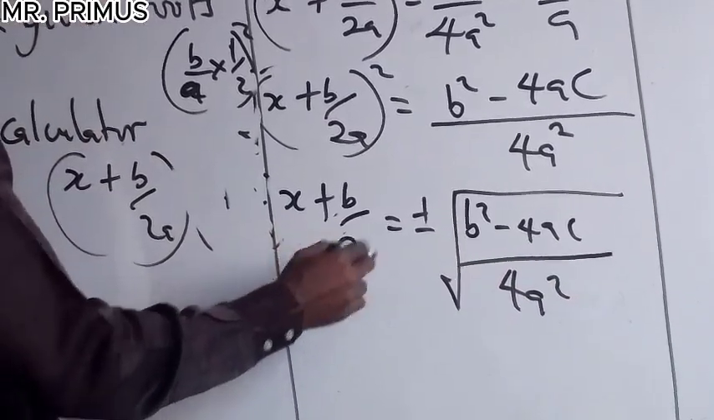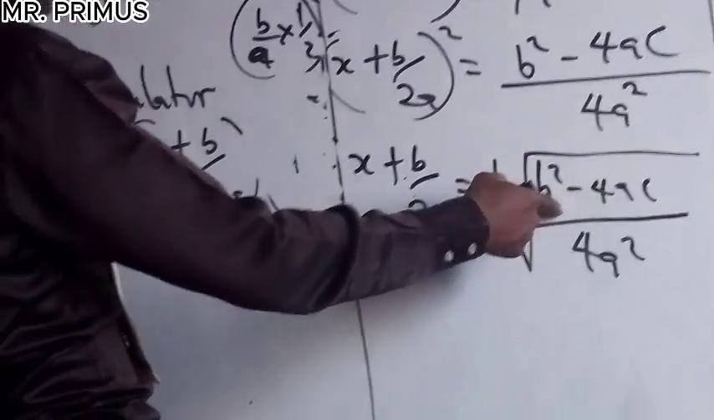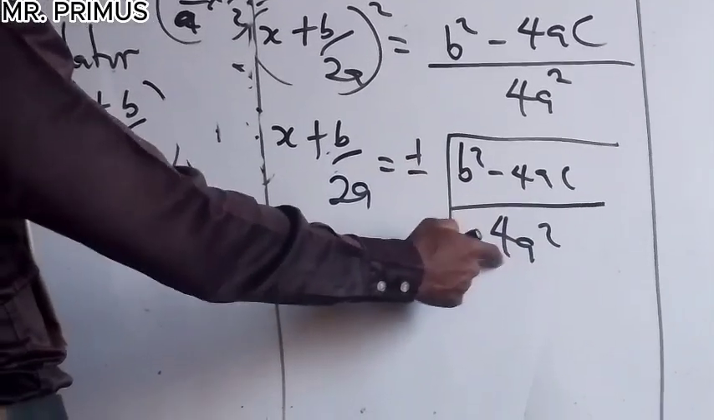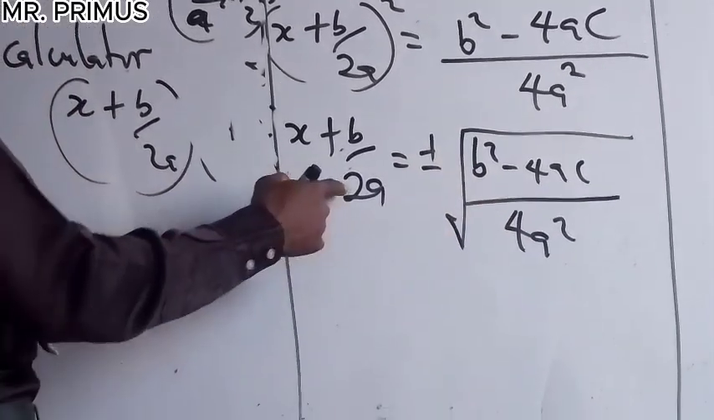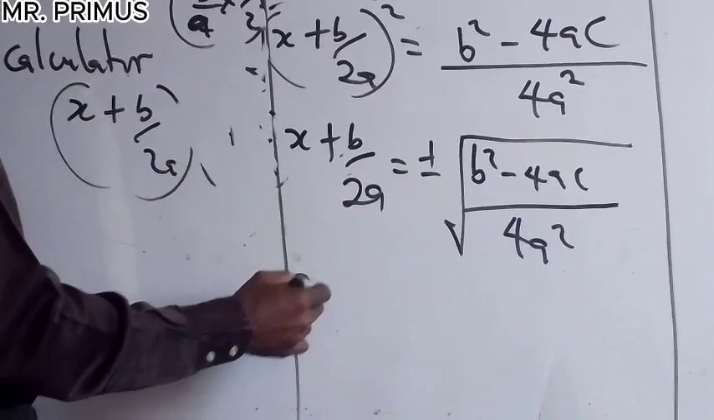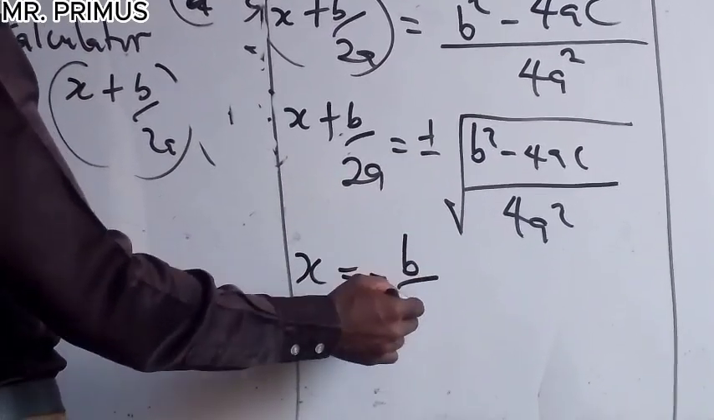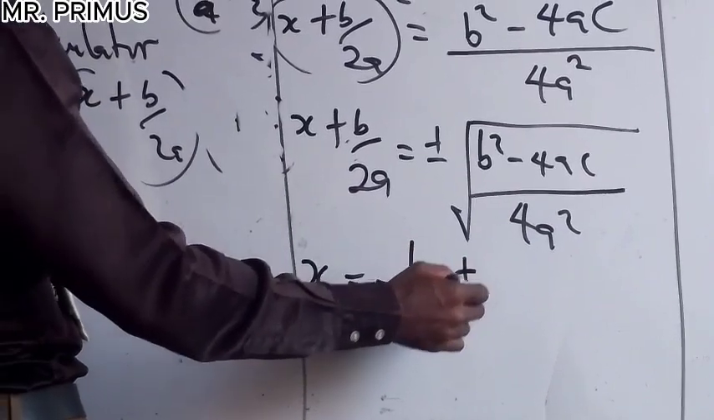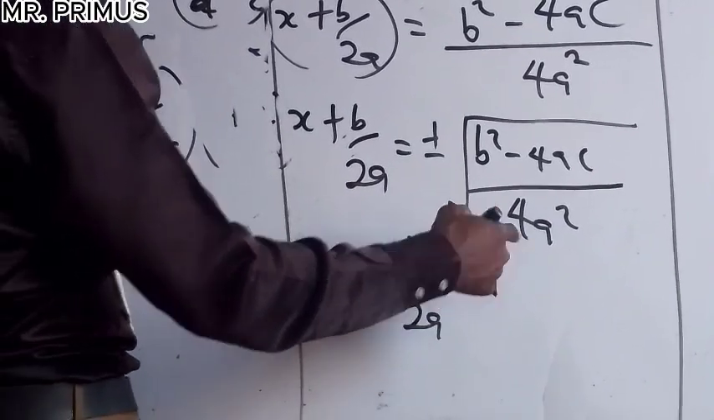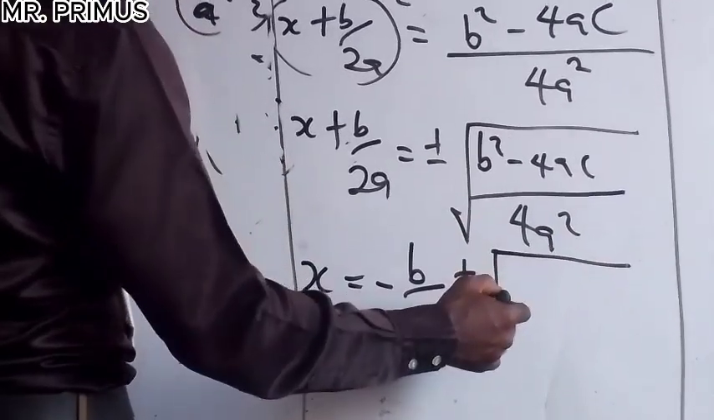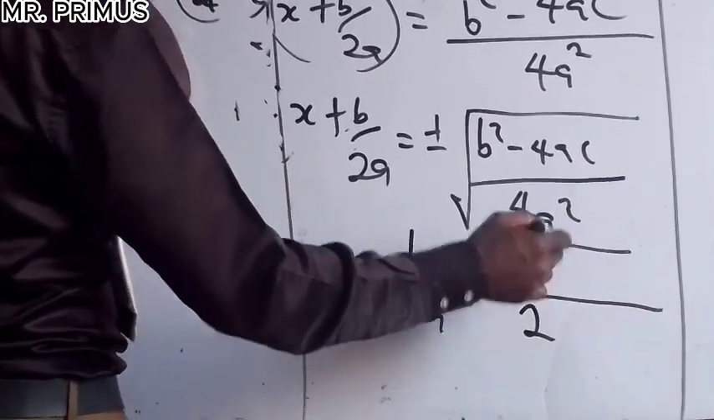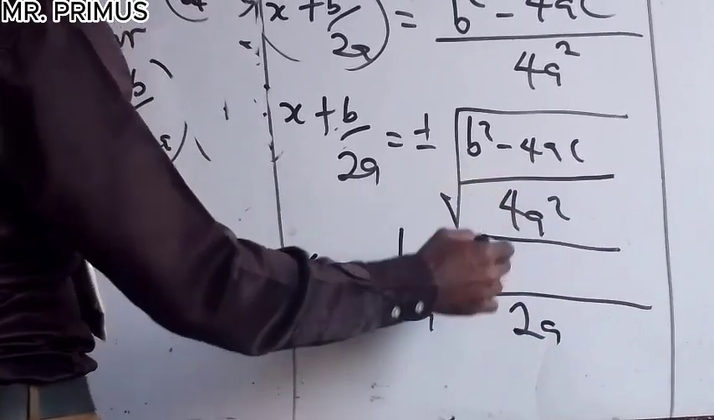Look at this. What we have here is 2a. So you can leave this one out. Find the square root of this. So collect like terms. Let this one move over here. x is finally equal to minus b over 2a plus or minus like this. Square root of 4 is 2. Square root of a squared is a. Then we have these ones.